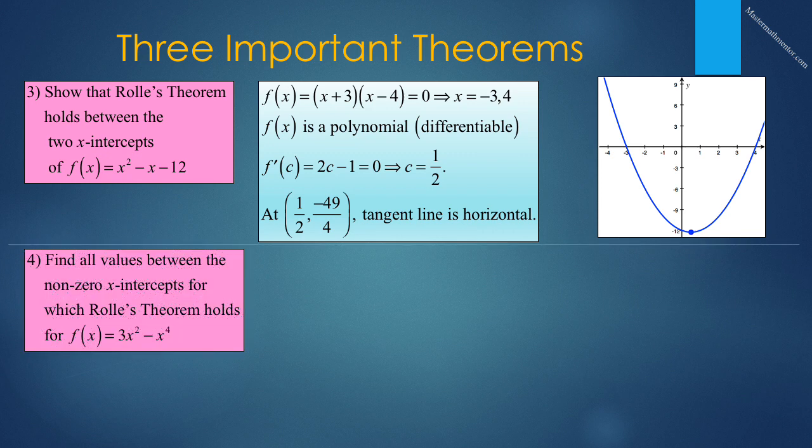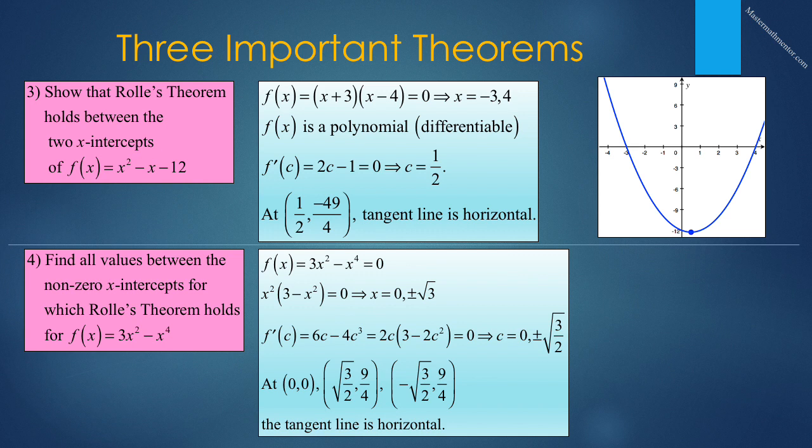Problem 4 asks to find all values between the non-zero x-intercepts for which Rolle's theorem holds on the function f of x equals 3x squared minus x to the 4th. We first find those x-intercepts by setting f of x equals 3x squared minus x to the 4th equal to 0. That gives x squared times the quantity 3 minus x squared is equal to 0, and x is equal to 0 and plus or minus the square root of 3. We are interested in the non-zero values, so we use plus or minus the square root of 3.